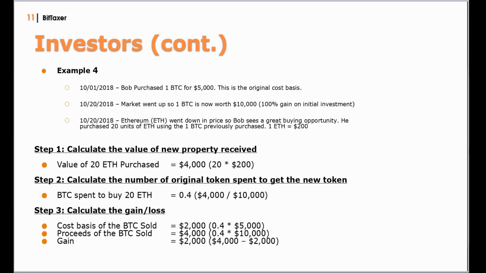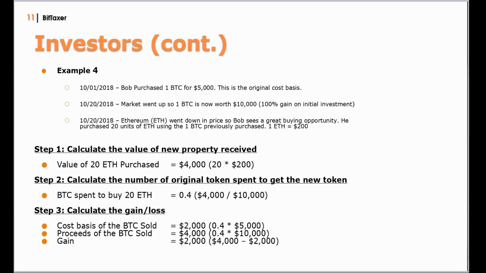On October 1st, 2018, Bob purchased 1 Bitcoin for $5,000, and that's the original cost basis. On the 20th of the same month, the market went up, so the 1 Bitcoin is now worth $10,000. So he has a 100% gain on his initial investment. On the same day, Ethereum, another type of cryptocurrency, went down in price. So Bob wants to buy Ethereum using the appreciated Bitcoin that he purchased on October 1st. It's an easy 3-step calculation.